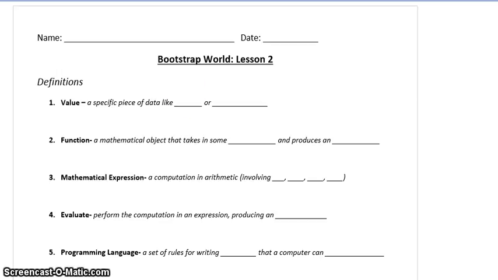A value is a specific piece of data, such as a number, for example, 5.1, or a word, such as hello. The words that we use as values must be put in between quotation marks. Okay, definition 2, a function. A mathematical object that takes in some inputs and produces an output.